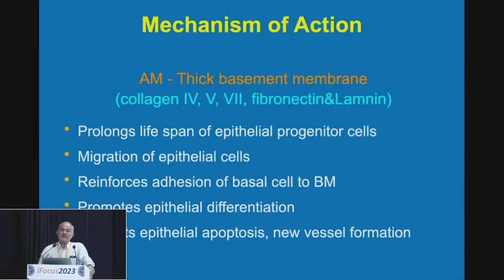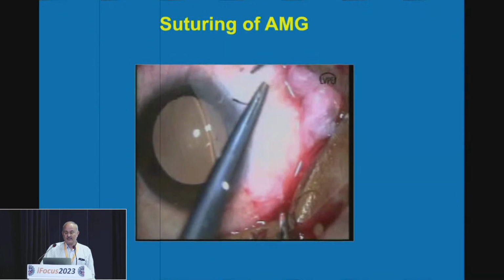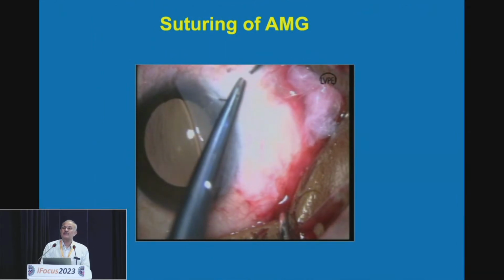So why is the amniotic membrane so good for a variety of things? It's because it's essentially a very thick basement membrane, consisting of different kinds of collagens, fibronectin, laminin, and it enhances epithelial cell proliferation, migration, and adhesion complex formation. Also it has an avascular stromal matrix, therefore it suppresses TGF beta and other signals, and reduces the inflammation. So this can be a question for your theory exam.